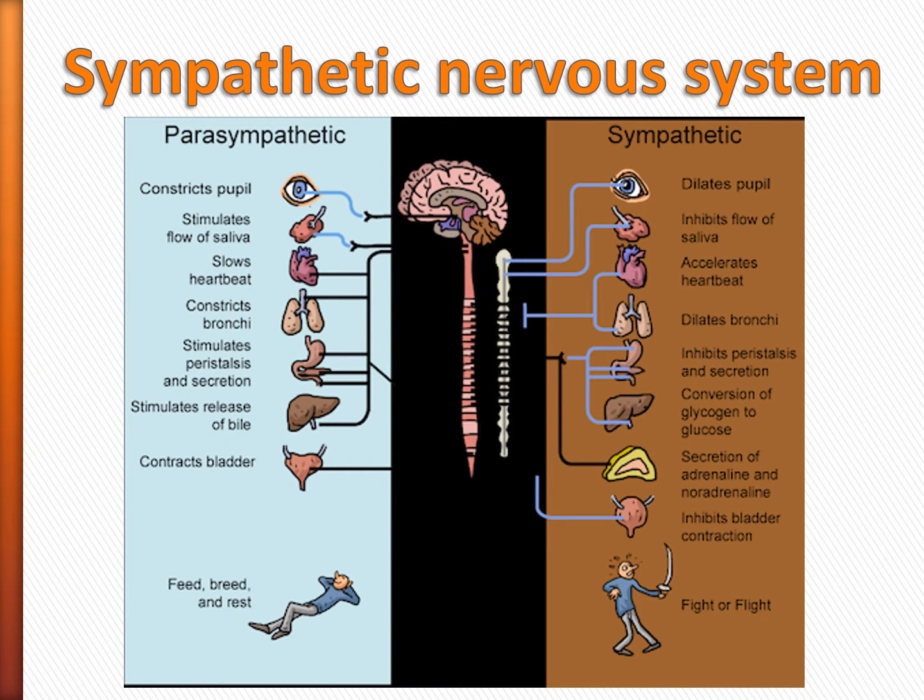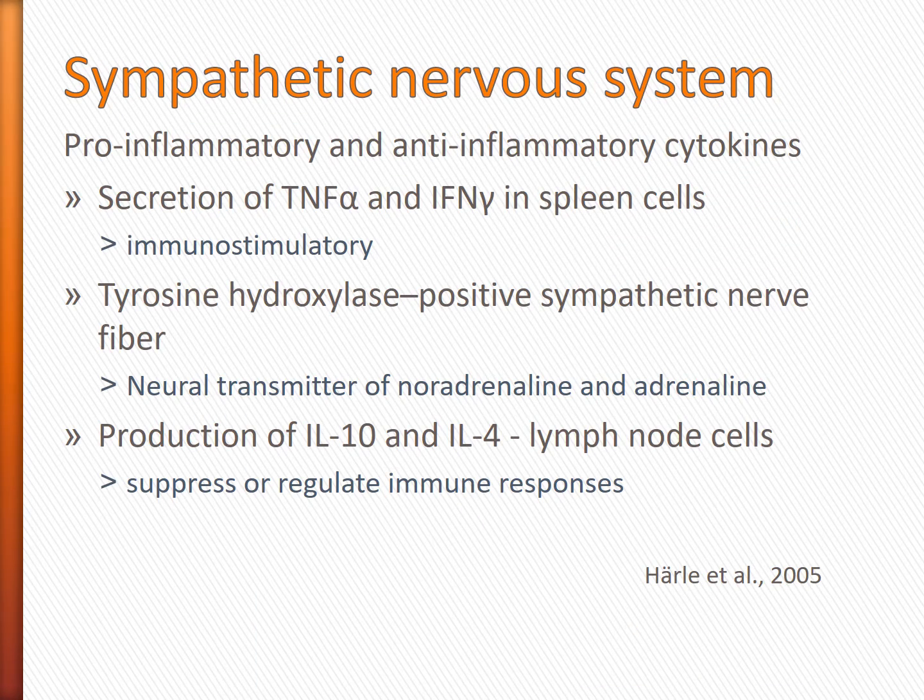Besides the cutaneous nerve, the sympathetic nervous system also has a role in regulating inflammation. As we know, the main function of the sympathetic and parasympathetic nervous systems is to regulate the internal environment of our body. Also, it can regulate inflammation by several pathways, both inflammatory and anti-inflammatory.